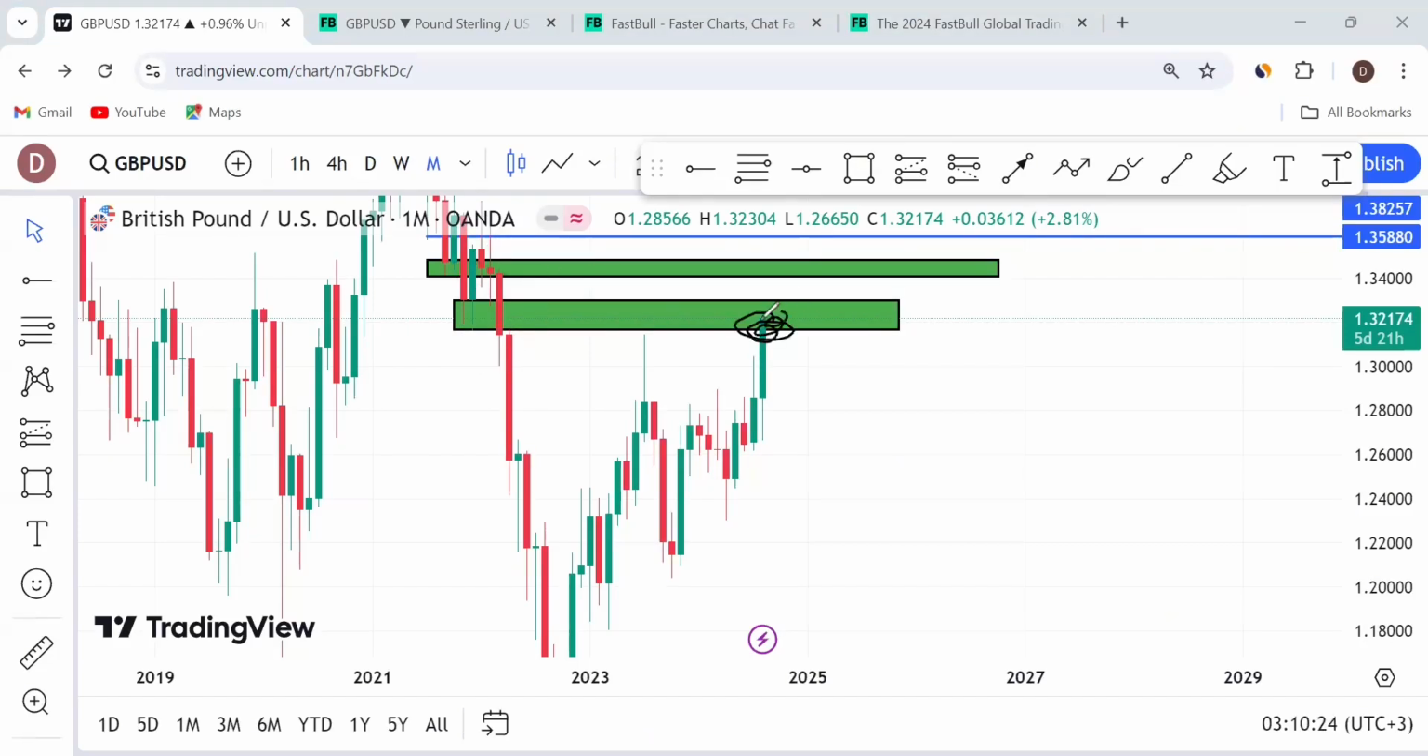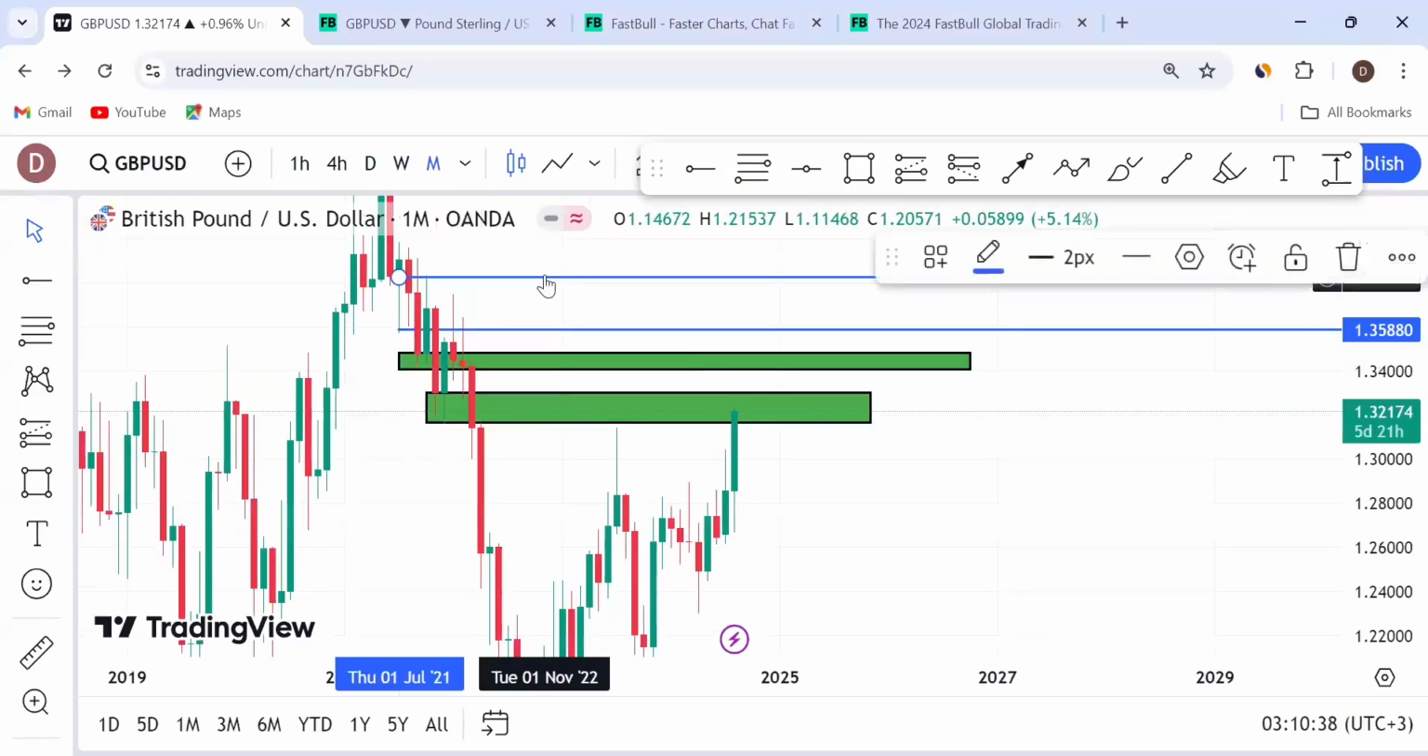So price is now reacting to this area. That's what I mentioned, that price has already reacted to this area here. So we have a hidden structure here. Price has already reacted to it here. Then price currently is inside this level. So on the monthly, you can clearly see we have a clear place where we want to go.